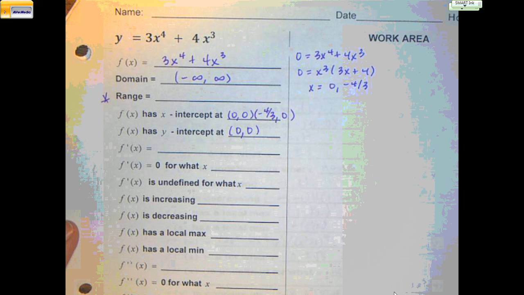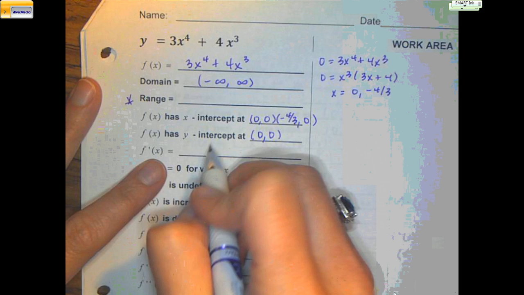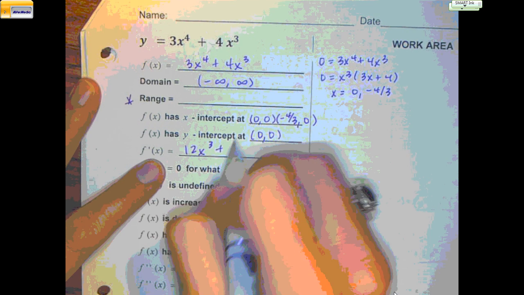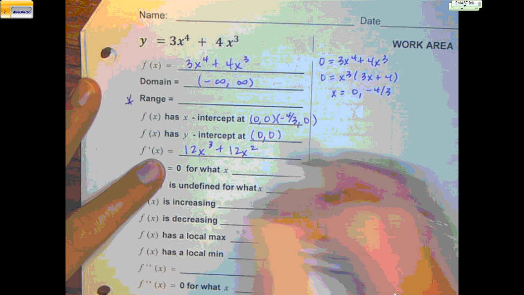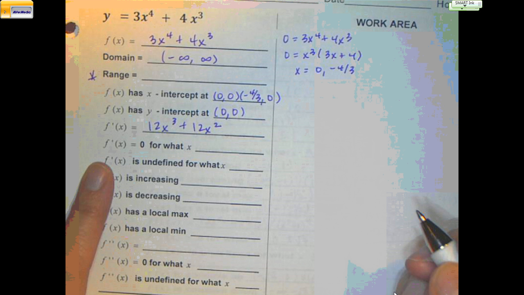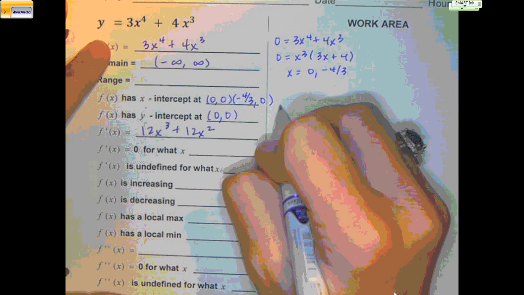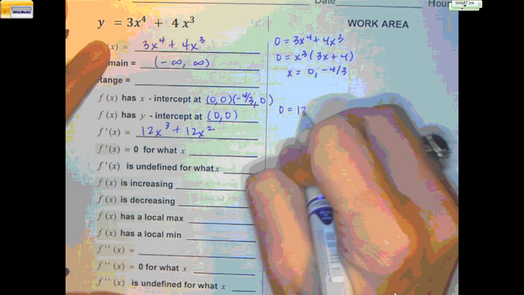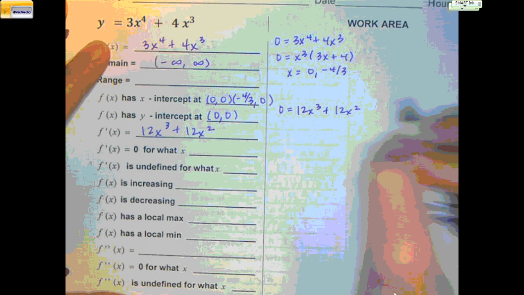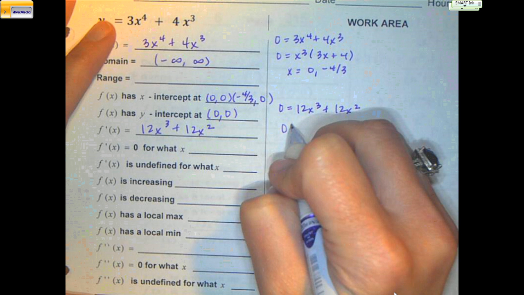First derivative of f of x looks like it's going to be 12x cubed plus 12x squared. And it wants to know where that derivative is equal to 0. So I have 0 equals 12x cubed plus 12x squared. Factor. I'm going to factor out a 12x squared. And I'm left with x plus 1. So it looks like x could be 0 or it could be -1.